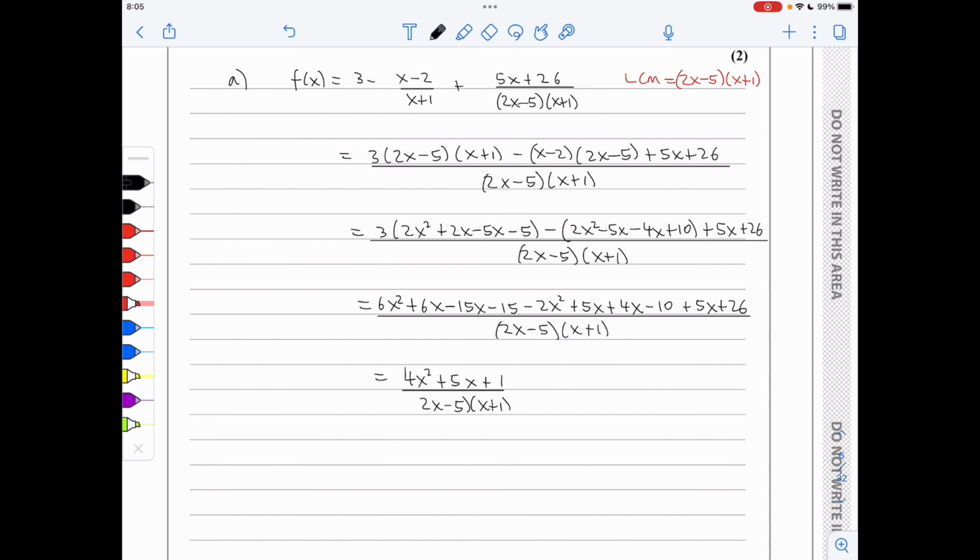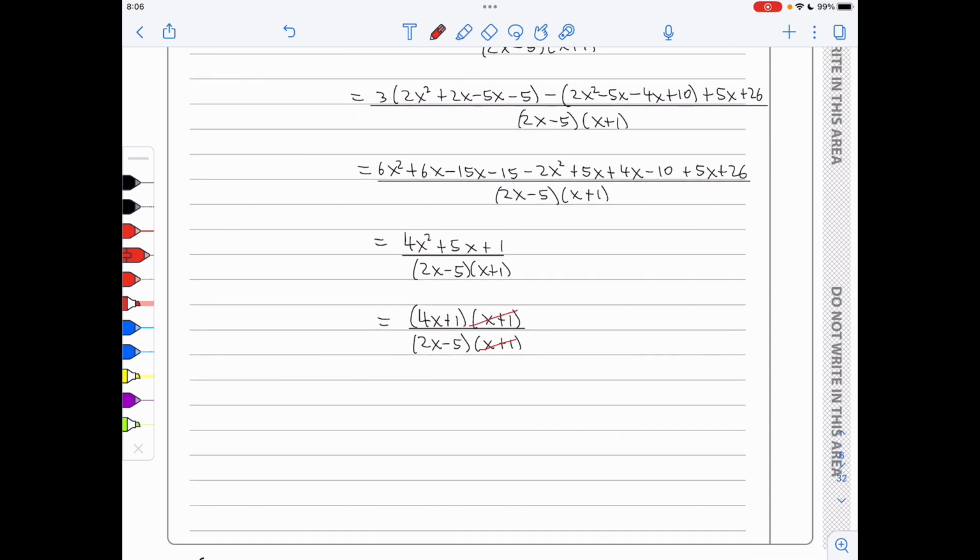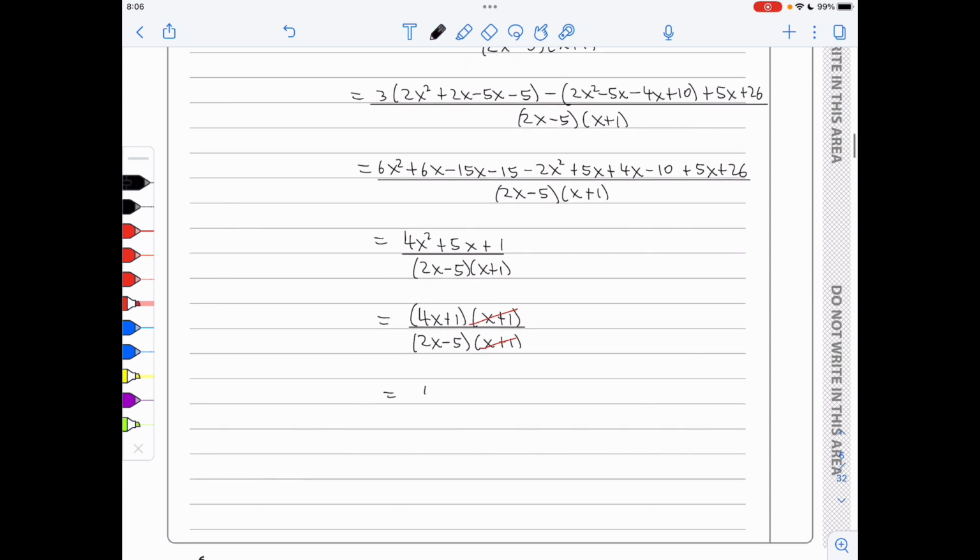And we notice that the numerator factorizes further into 4x plus 1 times x plus 1. So the denominator is still 2x minus 5 times x plus 1. So the x plus 1 factor cancels out, and we are left with 4x plus 1 over 2x minus 5, which matches the form that the question was asking for.